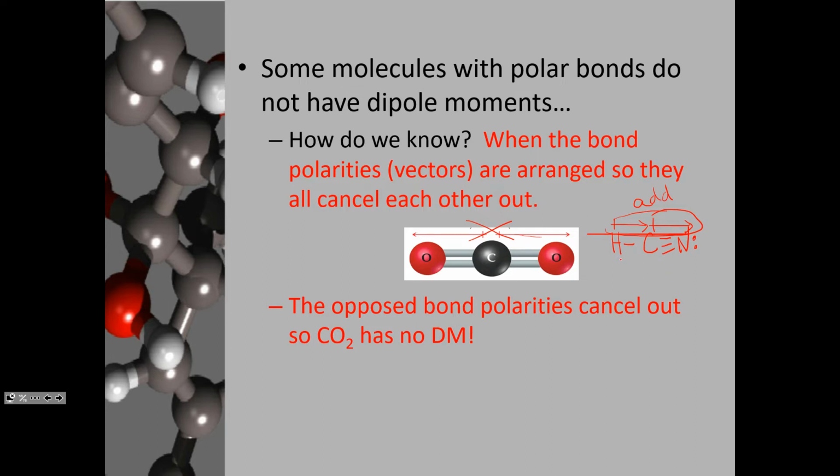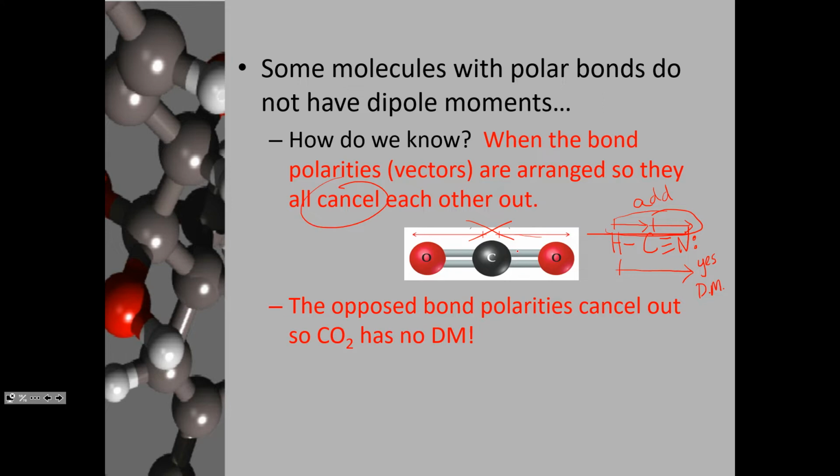So you add the vectors. So you do have a net vector. The net vector would be this. And so that would have a dipole moment. So it would have a dipole moment in this case. I'll put DM for dipole moment.